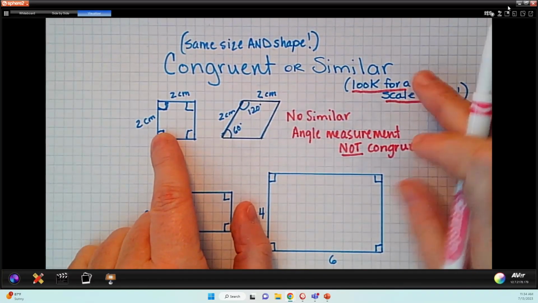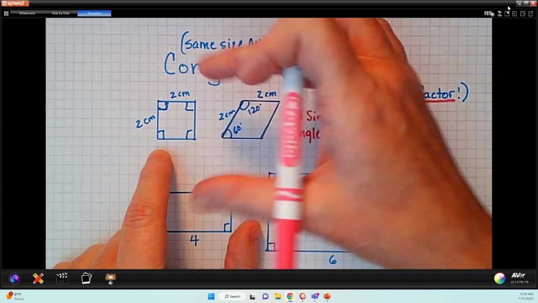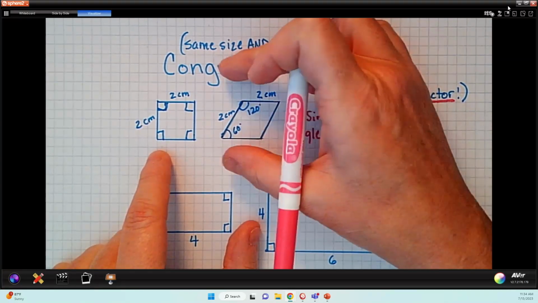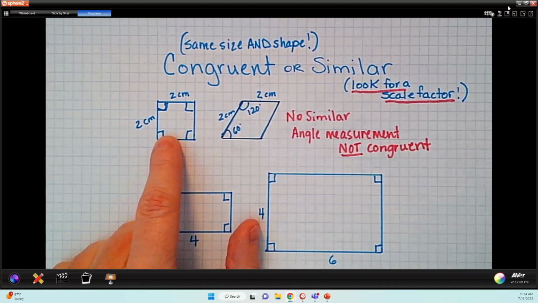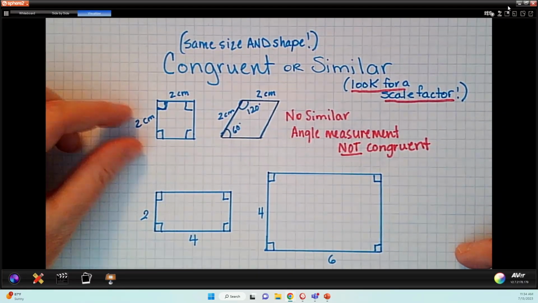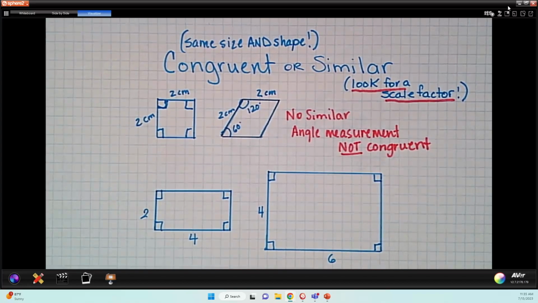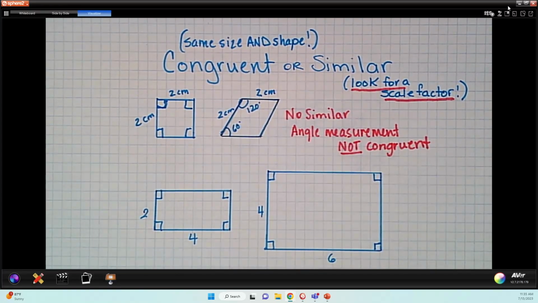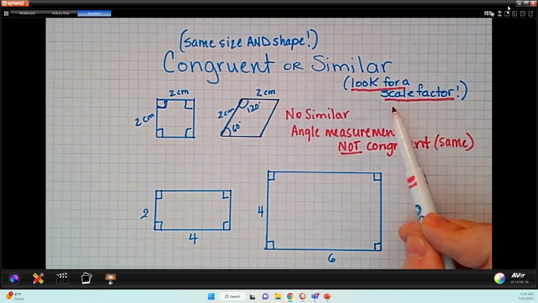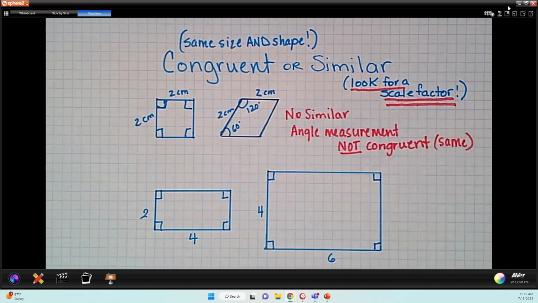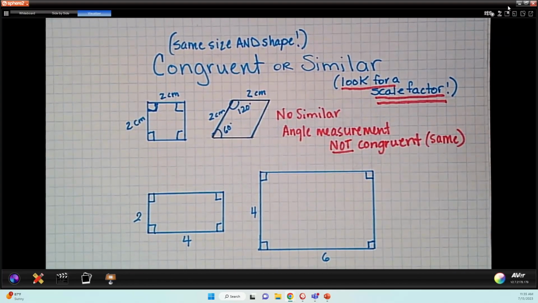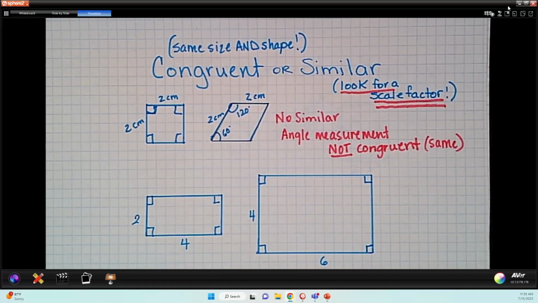If we wanted it to be similar, we would take this 2 by 2 and maybe have a scale factor of 2 and make it 4 by 4, or have a scale factor of 1/2 and make it 1 by 1. This would make it similar. But right away, we're going to say, nope, it's not similar because the angle measurements are not congruent. They're not the same. And in order for a shape to be similar, we have to have the same angle measurements. Like we talked about in the video for scale factor, when you're enlarging or shrinking a shape, the angle measurements don't change. Now, what about this one?